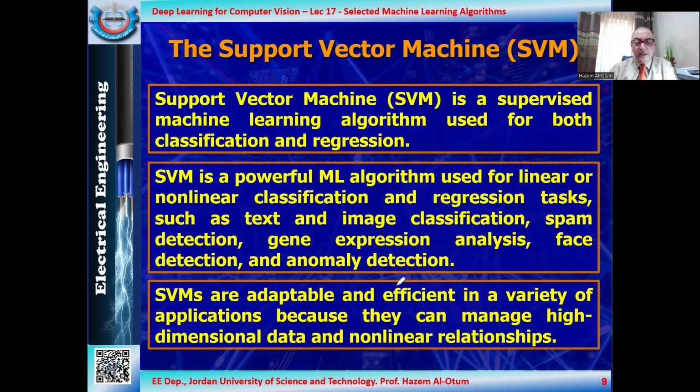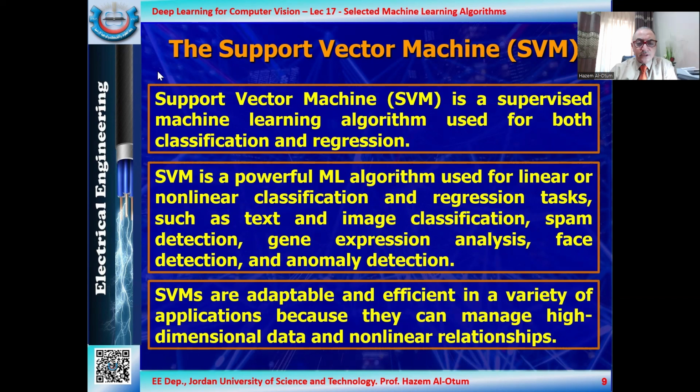Mainly, why is it adaptable and efficient? Because the SVM works in this way: it tries to deal with high dimensional data, tries to reduce the dimensionality of this data, and tries to extract features from the nonlinear relationships in the data itself. So this is why it is considered a very important and well-known machine learning technique.